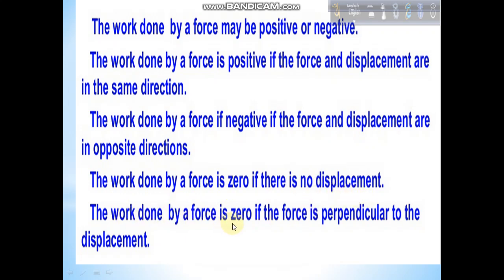Work done by a force is also 0 if the force is perpendicular to the displacement. Force and displacement are perpendicular to each other, then work done is also 0. That is, work done is 0 in two cases. When? If there is no displacement or force and displacement are perpendicular to each other.